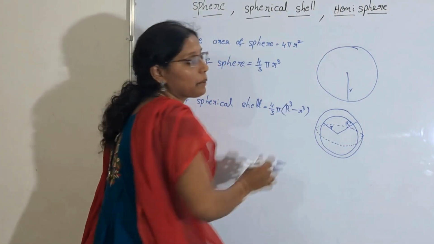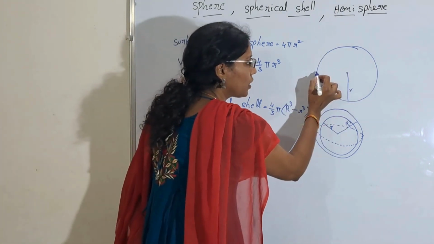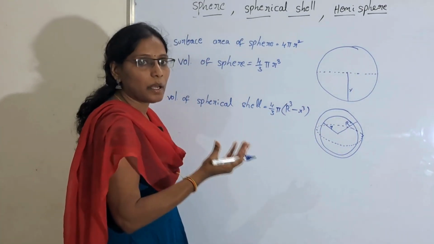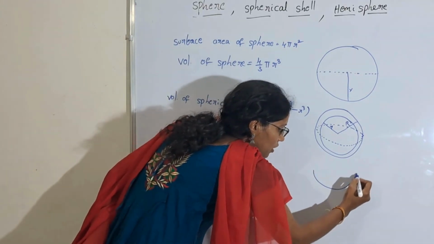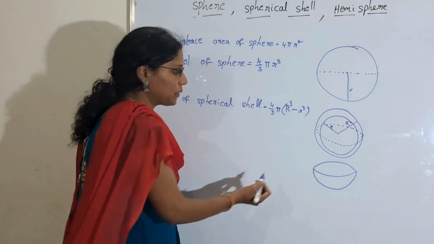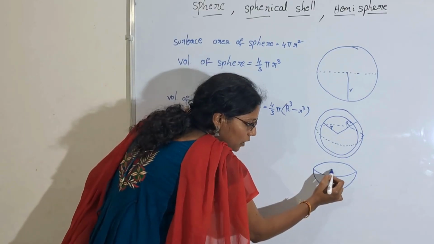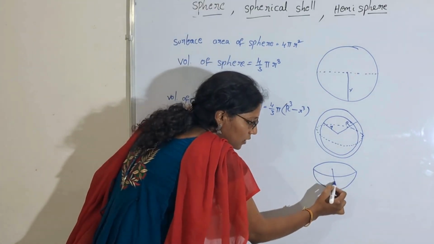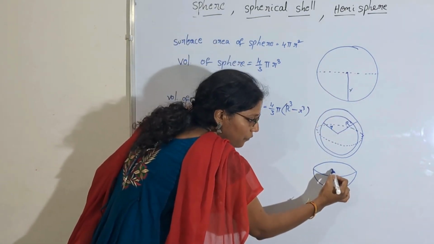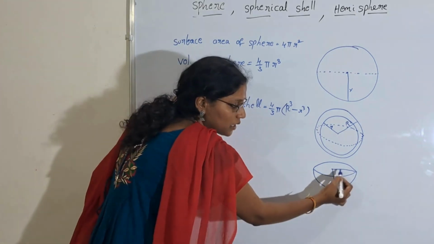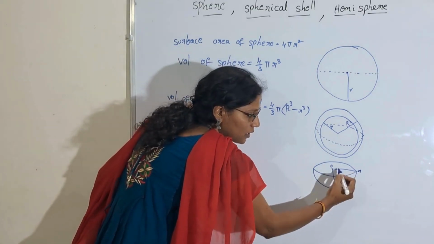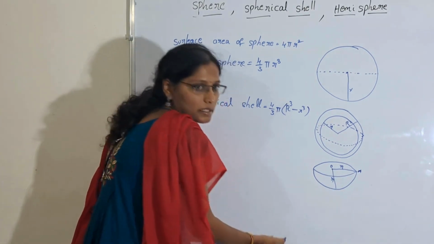Next, hemisphere. Hemisphere means we cut this sphere in half. It will form two hemispheres like a bowl. Hemisphere shape will come like this. This is the hemisphere. Here we have to observe. This is the center and this is the radius. From the top part, this is also a circle. From here to here, O to A, this is also a radius.